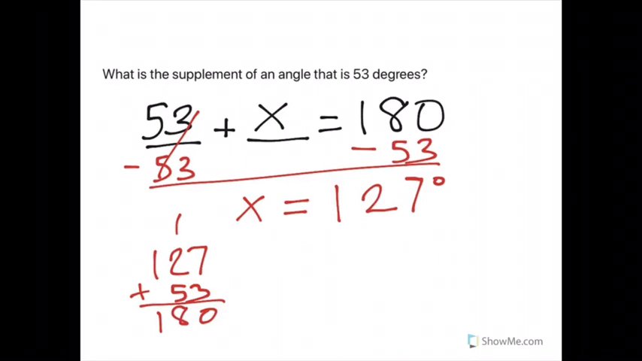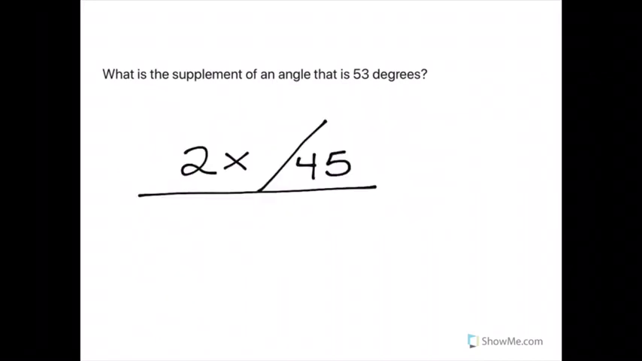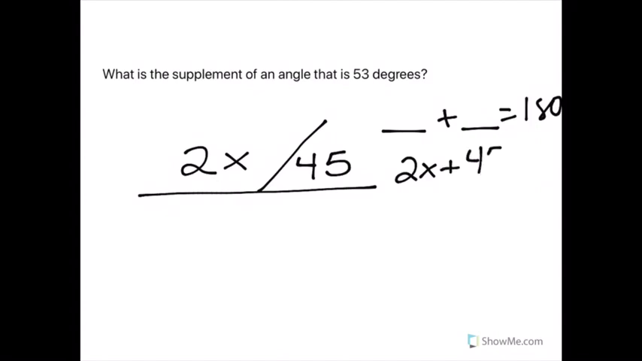Oftentimes, though, we will additionally get algebraic equations or expressions that have been placed into this scenario. So, for example, given this supplementary angle set, one angle is 45 degrees, the other one is 2x. We need to determine what x is in order to figure out what 2x would be. So we would still use the same equation, angle 1 plus angle 2 equals 180. So we have 2x plus 45 equals 180 degrees.